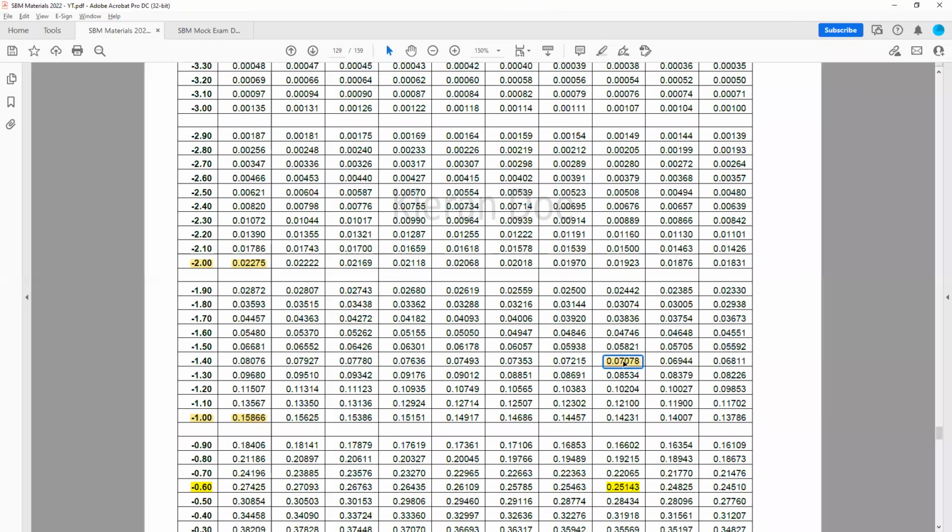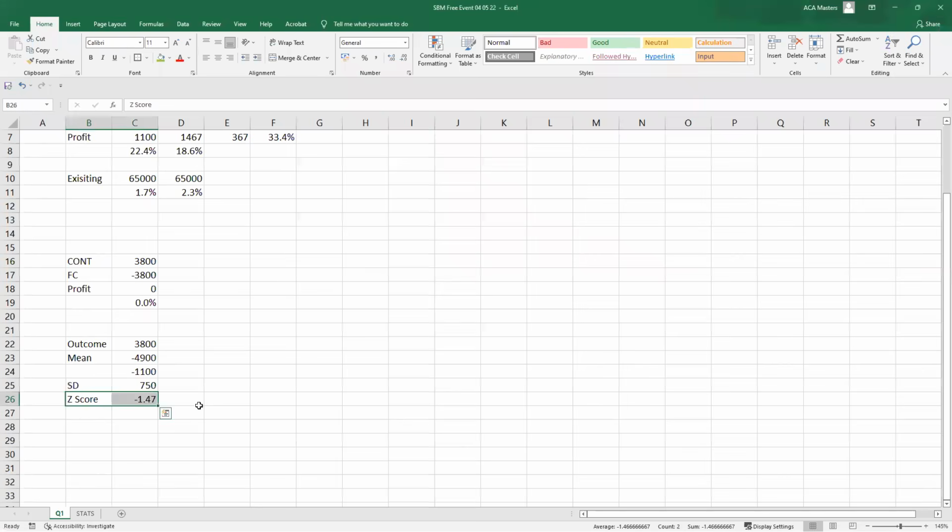So using our normal distribution tables, we can see that there is a 7% probability of 3.8 million contribution or lower. So therefore, we could work out there's a 7% probability of making a loss.